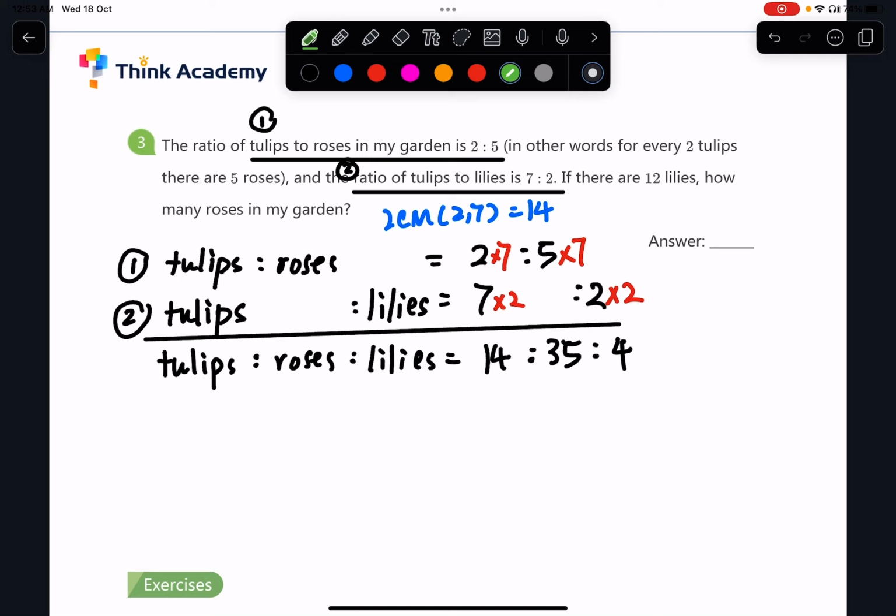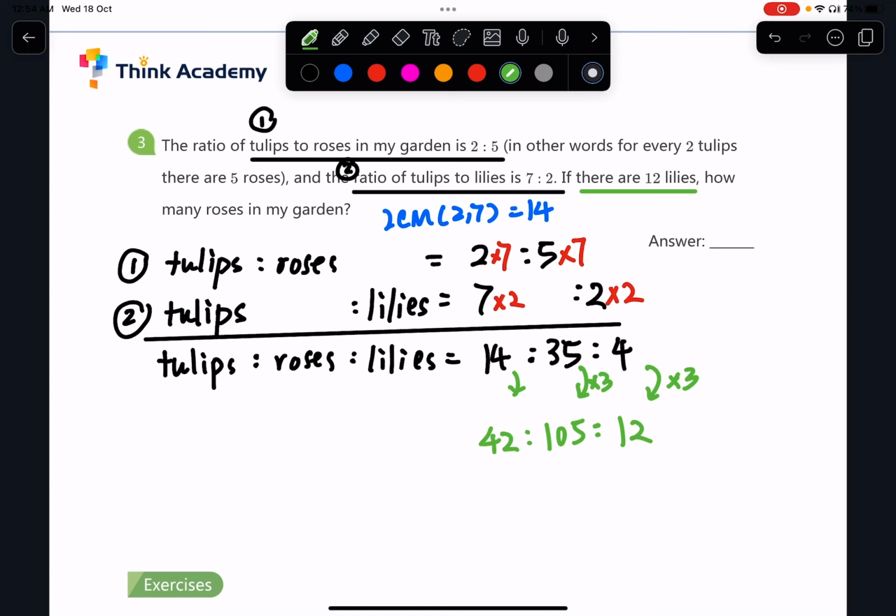Okay, so now let's read the last sentence of the question. If there are 12 lilies, so instead of 4, I want 12. What should I do? I multiply by 3, right? So I multiply by 3, it becomes 12. But you have to multiply the other flowers too because you want to keep the ratio the same. You also multiply the roses. 35 times 3 equals 105 roses. And finally, you also multiply the tulips. 14 times 3 is 42. So we have 42 to 105 to 12.